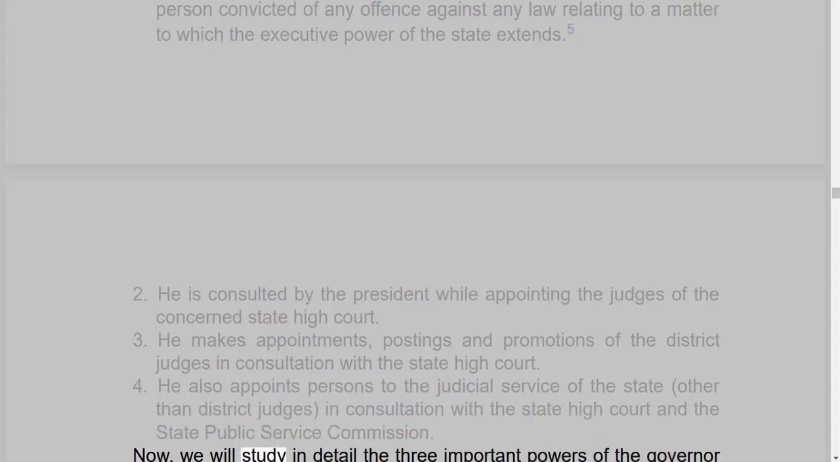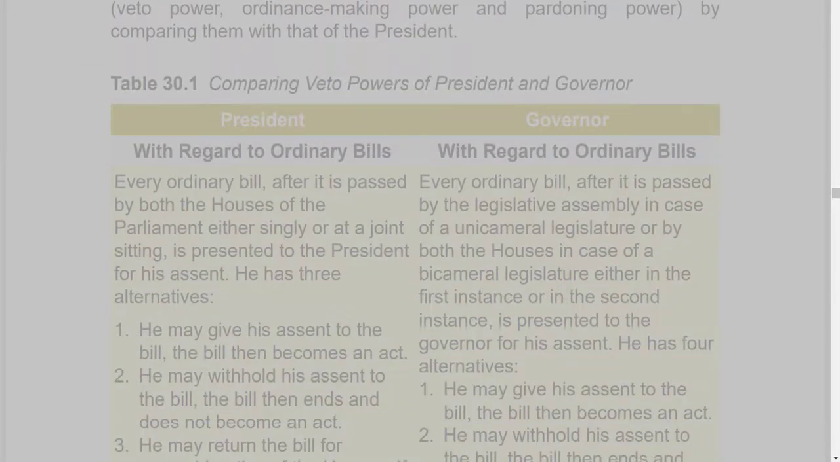Now, we will study in detail the 3 important powers of the governor: veto power, ordinance-making power and pardoning power, by comparing them with that of the president. Table 30.1 Comparing veto powers of president and governor. President-Governor. With regard to ordinary bills, every ordinary bill, after it is passed by both the houses of the parliament either singly or at a joint sitting, is presented to the president for his assent.